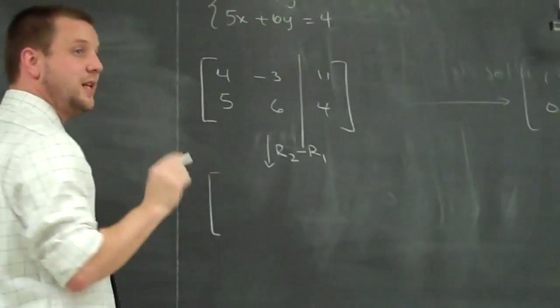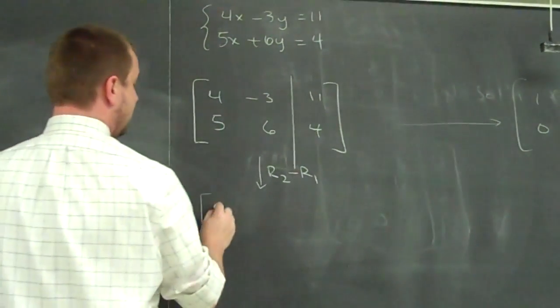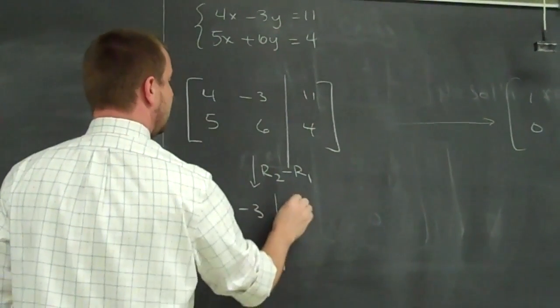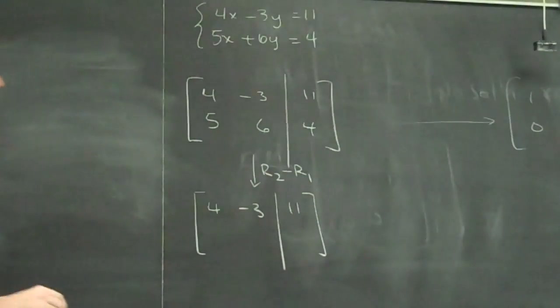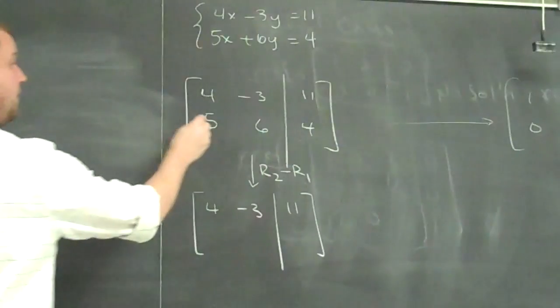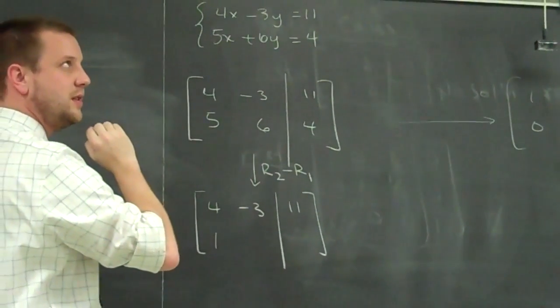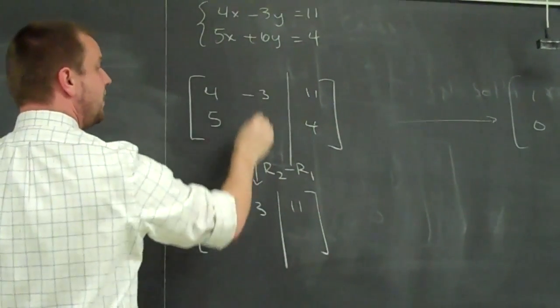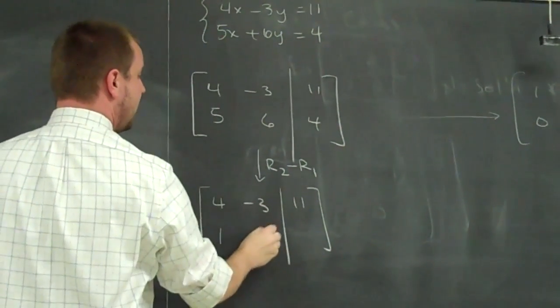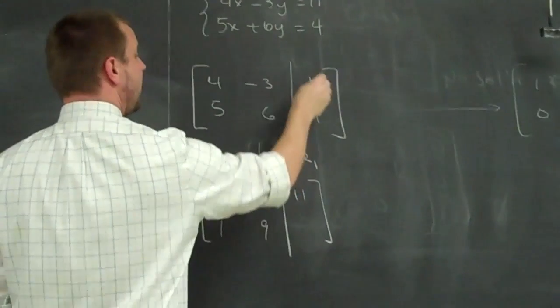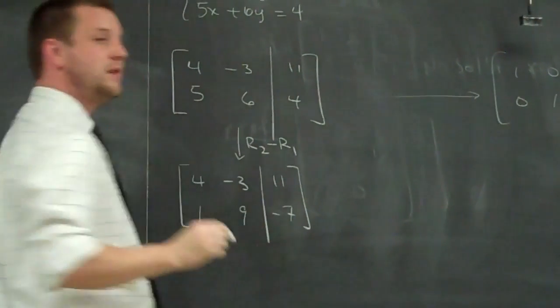So row 1 remains unchanged. Row 1 stays 4, negative 3, and 11. And then 5 minus 4 is 1. 6 minus a negative 3 is really 6 plus 3, so 9. And 4 minus 11 is negative 7.